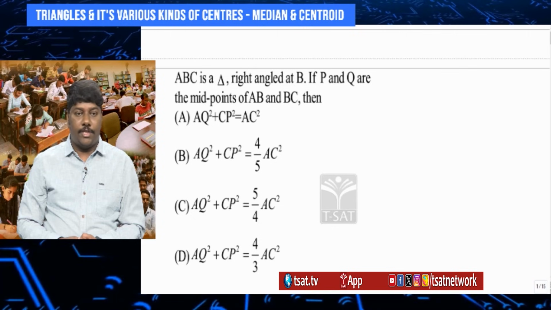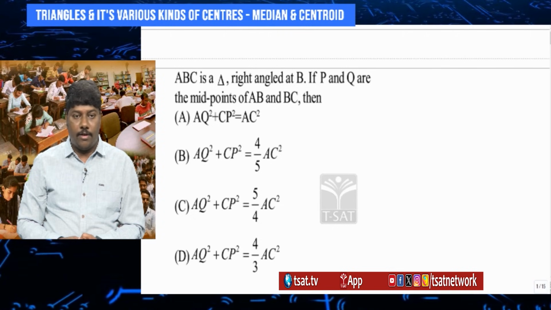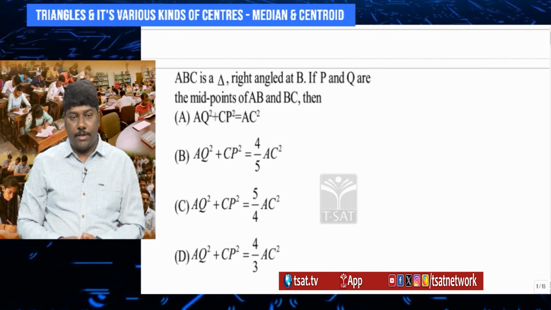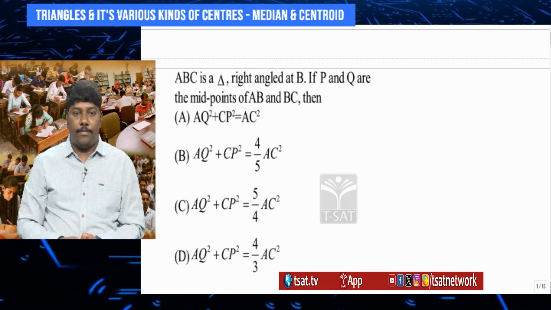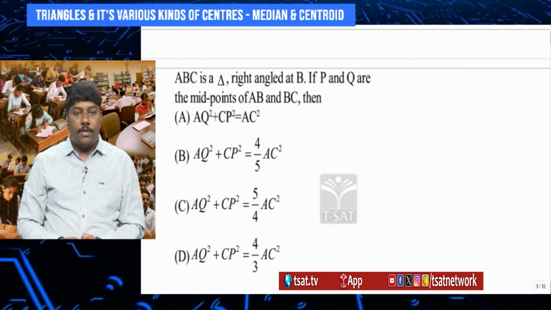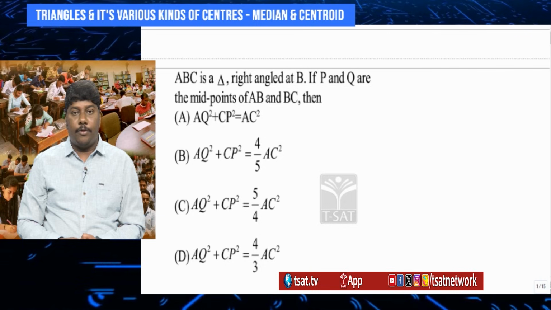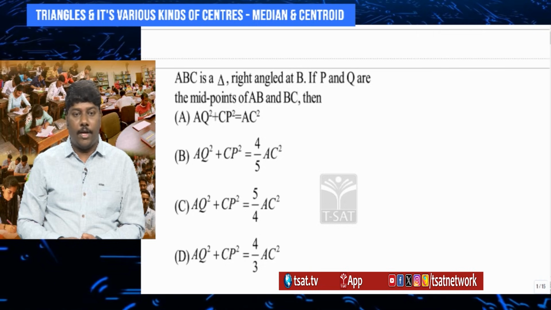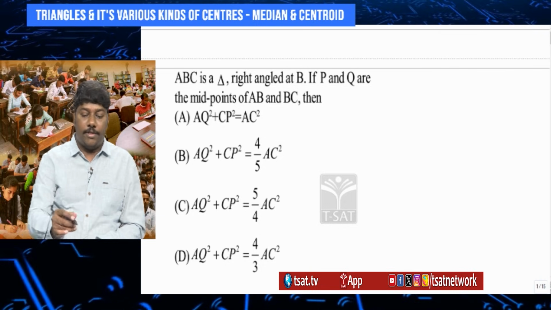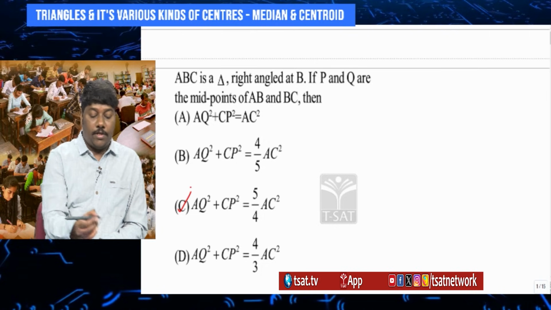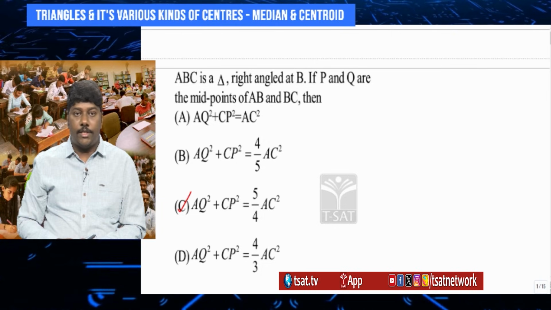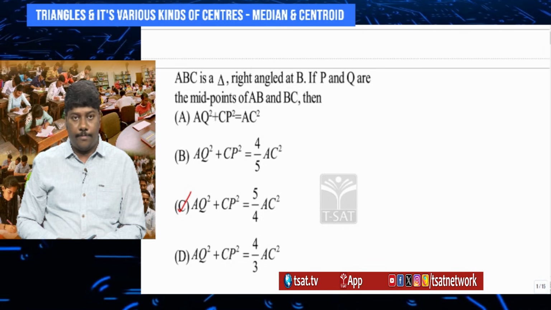Look at this problem. ABC is a triangle, right angled at B. If P and Q are the midpoints of AB and BC, then first option is AQ square plus CP square is equal to AC square. Second option, AQ square plus CP square is equal to 4 by 5 of AC square. We have already seen this problem. So, we know median 1 square plus median 2 square is equal to 5 into hypotenuse square by 4, or else 5 by 4th of hypotenuse square. So, the answer for this is going to be AQ square plus CP square is equal to 5 by 4th of AC square.